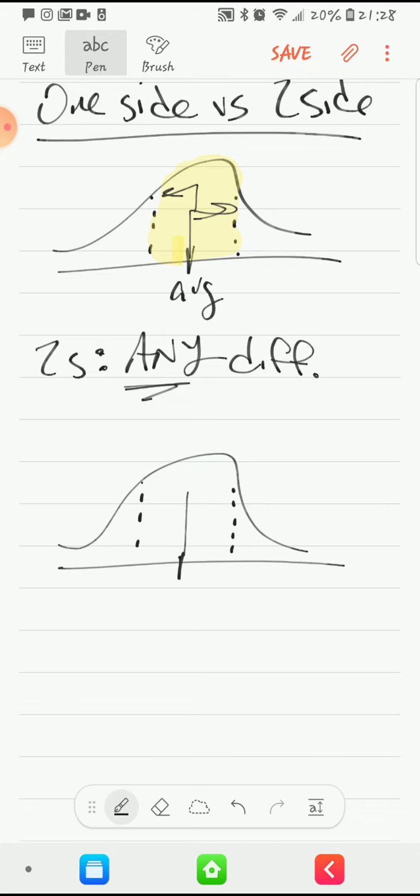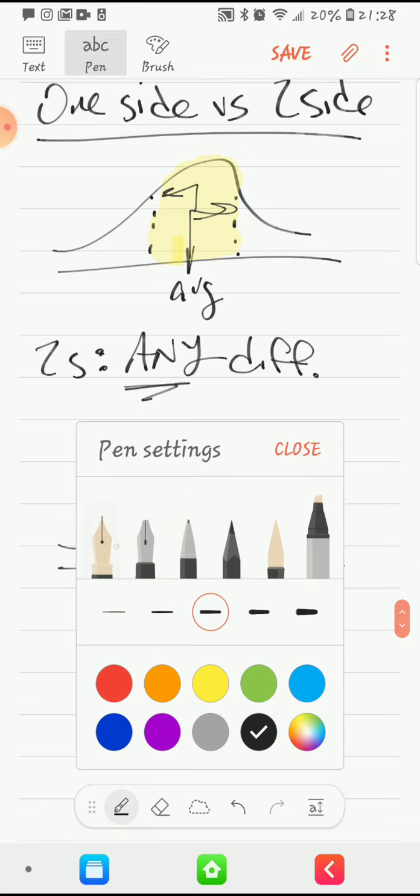What the one-sided t-test does is it only looks at one side, hence the name one-sided, right? So instead of looking at the left and the right, it's only going to look at the left, okay? And so what it does is it creates a limiting value.